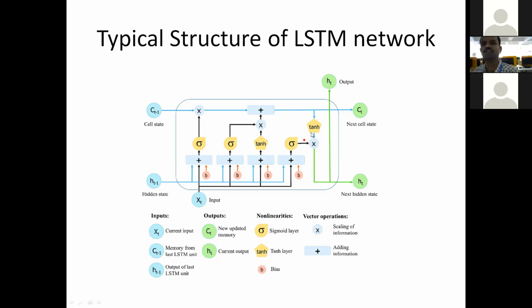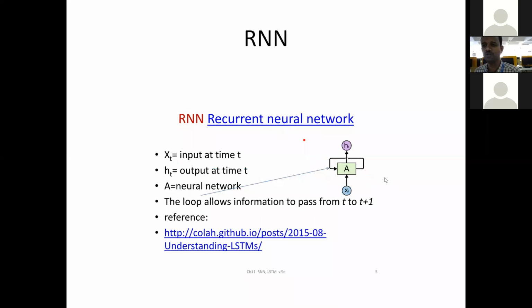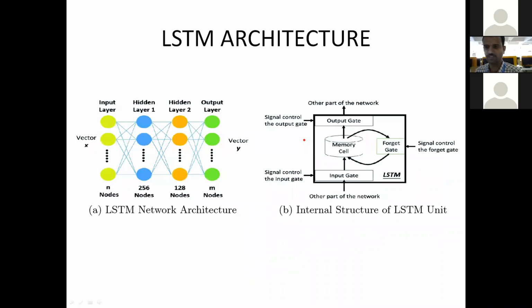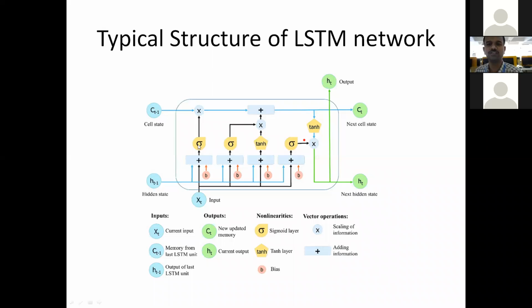In RNN, what you observed is only A, the neural network. You have input and output, that's all. Whereas here, you have all these non-linearities. All the vector operations that you are performing are available here.